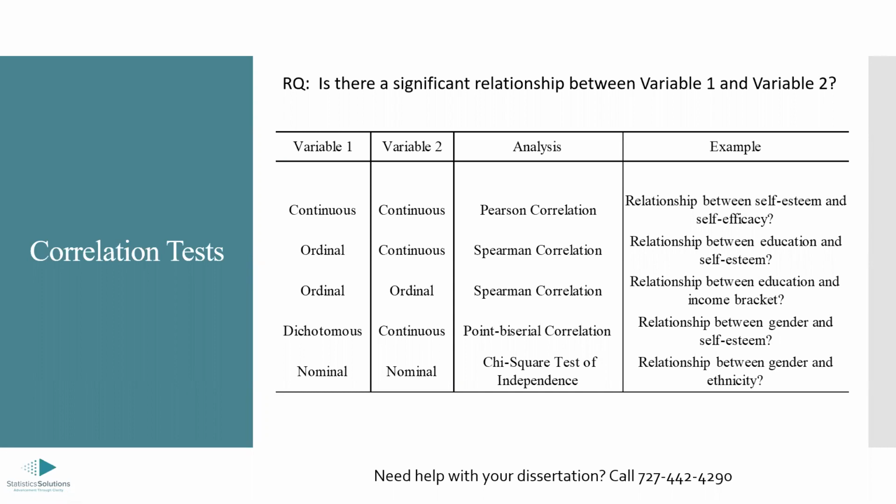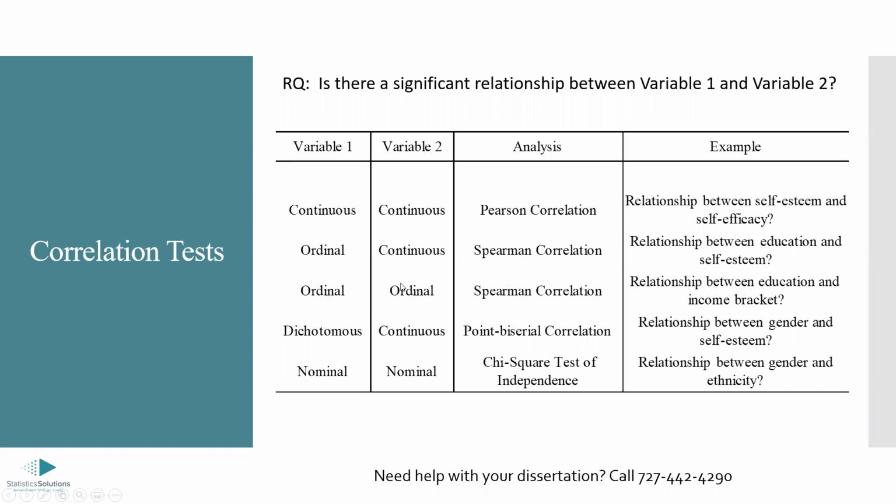It goes up a natural progression. That would be considered an ordinal, and continuous would be self-esteem, just like it was in the previous example. So when you have an ordinal and continuous variable, typically you want to use a Spearman correlation. The same idea applies when you have two ordinal variables.